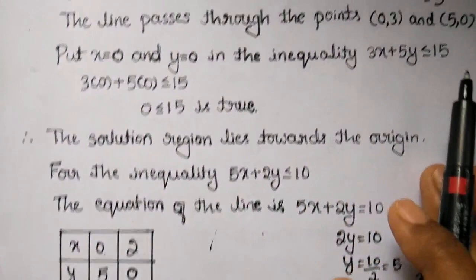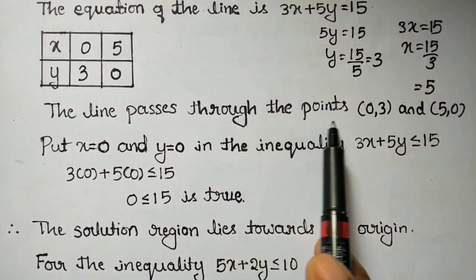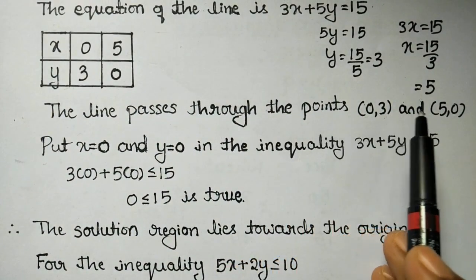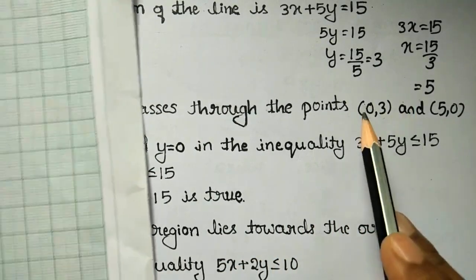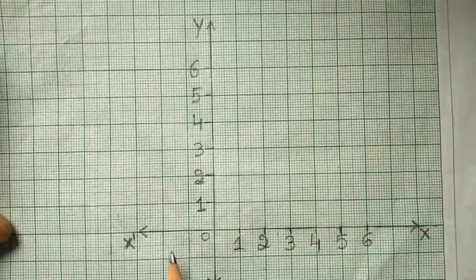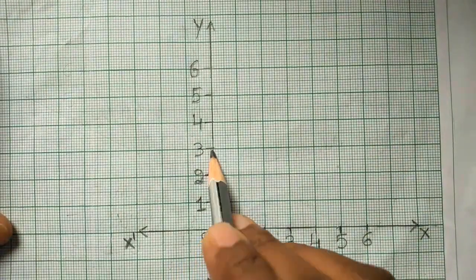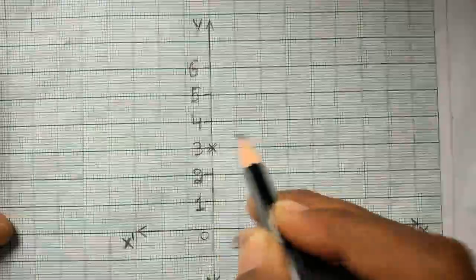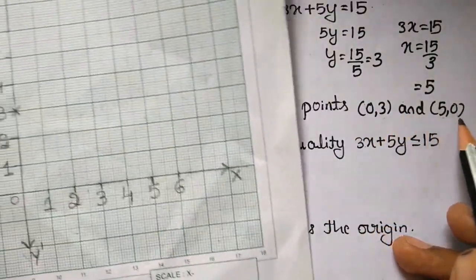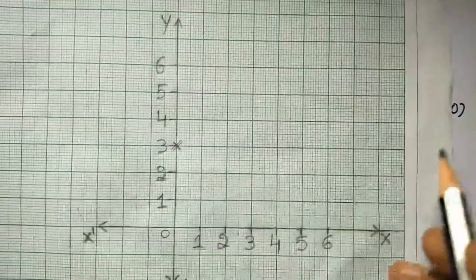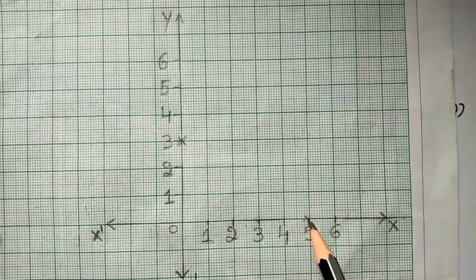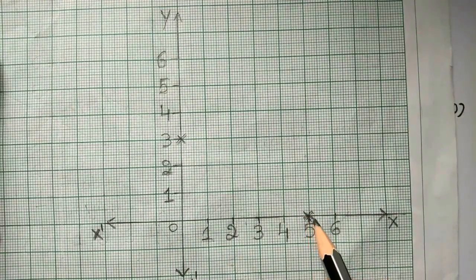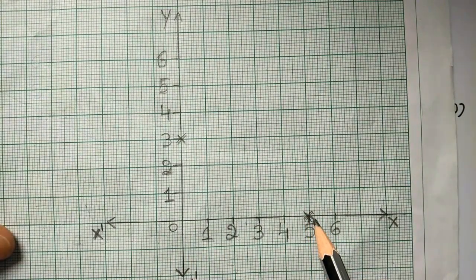Now let us mark the points on the line. The first line passes through the points (0, 3) and (5, 0). When x is 0, y is 3. This is the point. Second point is (5, 0). When x is 5, y is 0. This is the point. We have to draw the line passing through these 2 points.